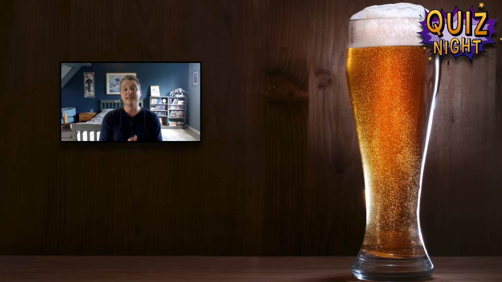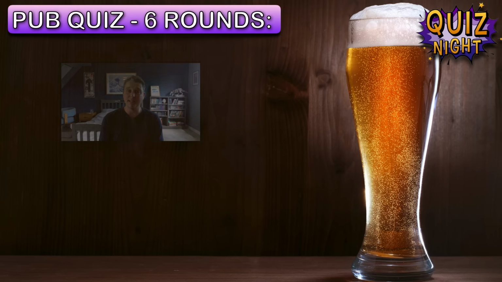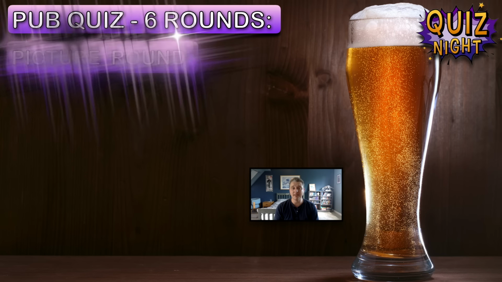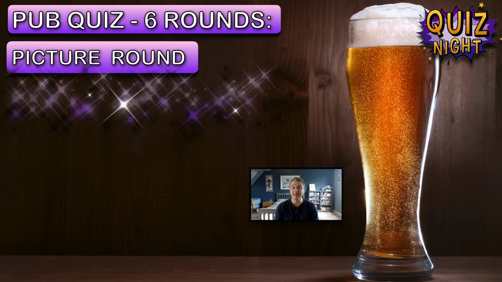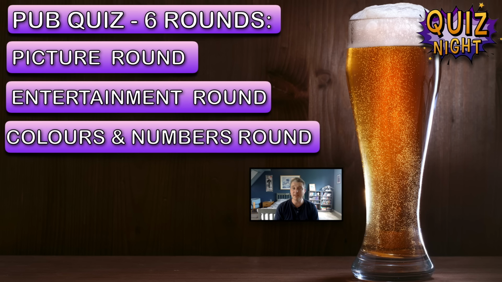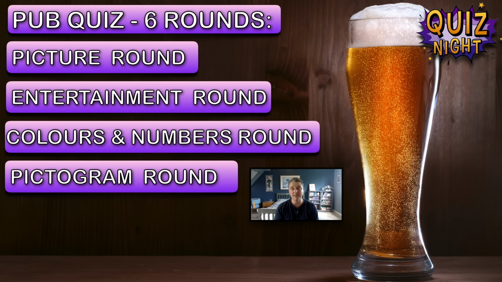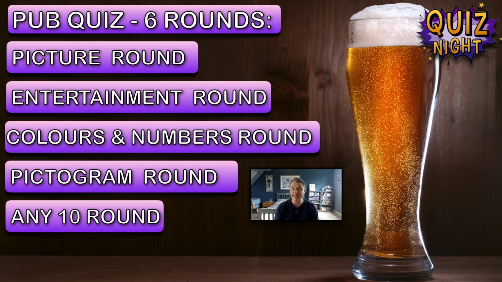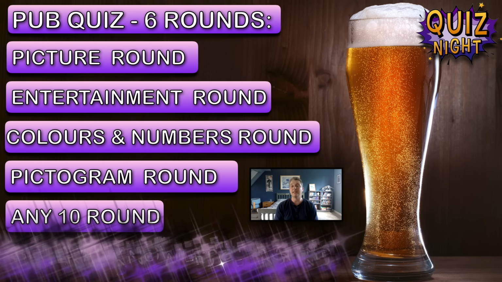So let's have a look at the six rounds we will be playing this week. Round one is a picture round. Round two is an entertainment round. Round three is called colours and numbers. That's the double points round. Round four is a pictogram round. Round five is called any 10. And the final round is general knowledge.